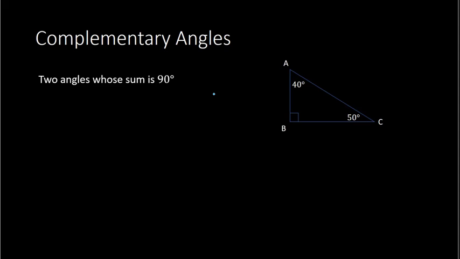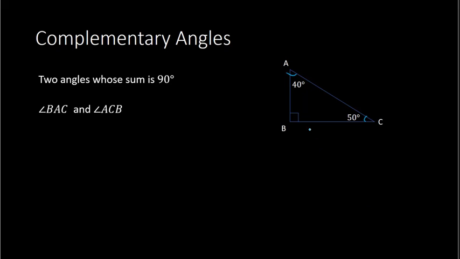So for example, in this picture right here, we see that angle A is 40 degrees and angle C is 50 degrees. So if you add 40 and 50 together, you get 90 degrees, which means that those two angles are complementary. So we'd say angle, and I guess technically we'd name this as BAC, this angle right here. Angle BAC and BCA, that angle right there, are complementary.